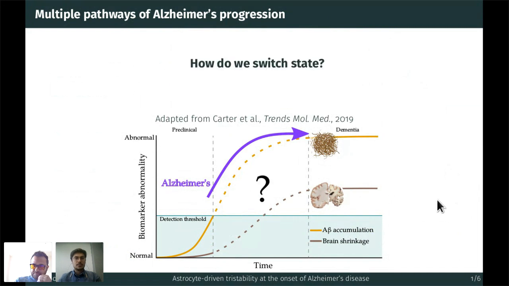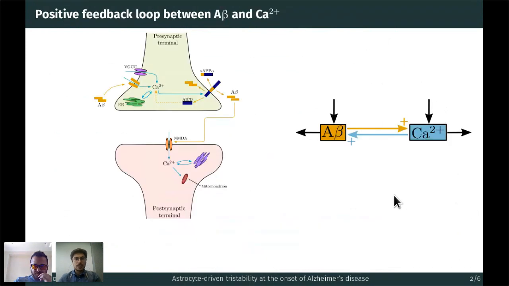And so here comes our research question that motivates our work. That is, how do we switch state? How can we actually map Alzheimer's from one side of the left of this plot to the other side of the right? In order to look at this question, we move to a synaptic level. And in particular, we look at the interaction between amyloid beta and calcium dynamics.